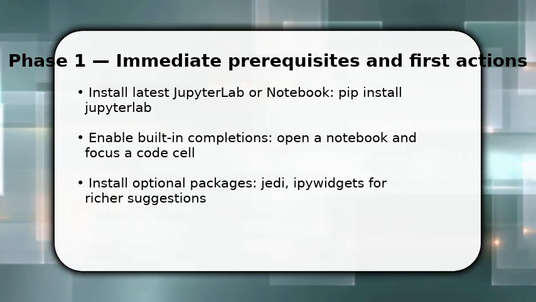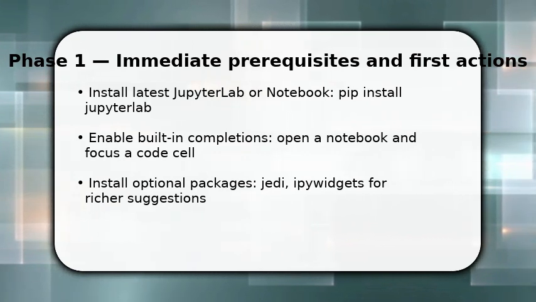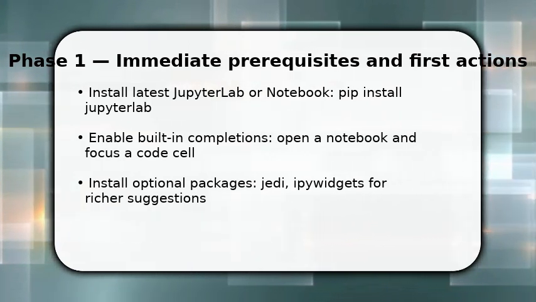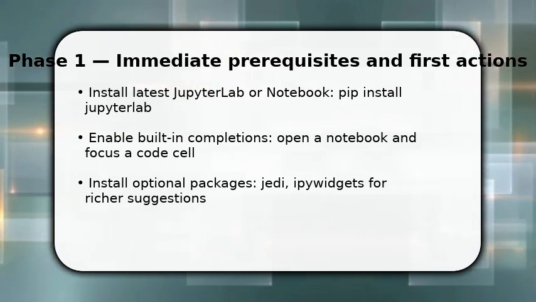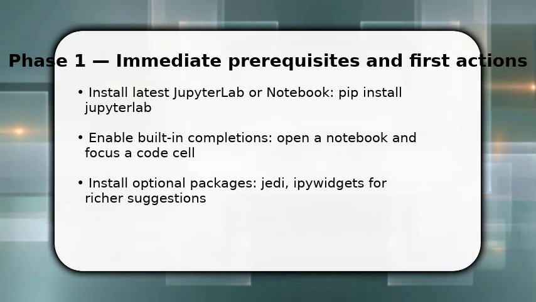Next, enable key bindings. Press Tab for inline completions and Control plus Space for full suggestion lists. This immediate setup gets you live feedback while you type, reducing syntax errors and saving time.